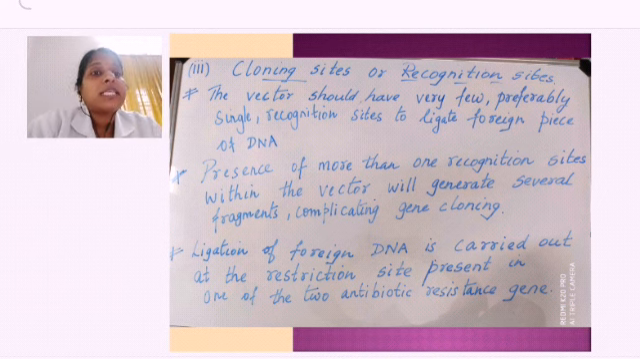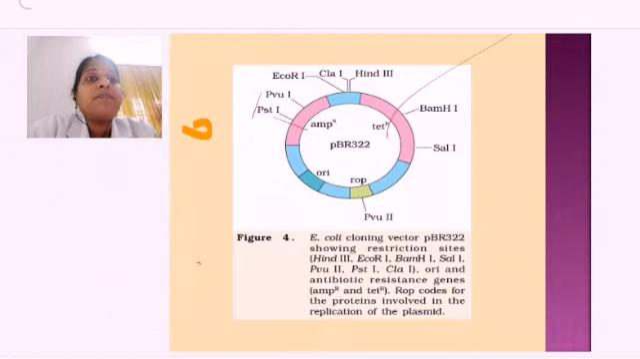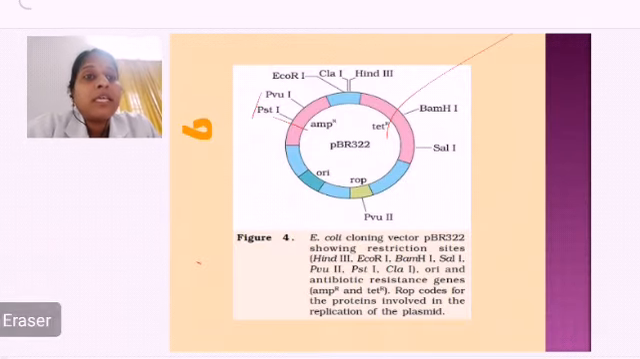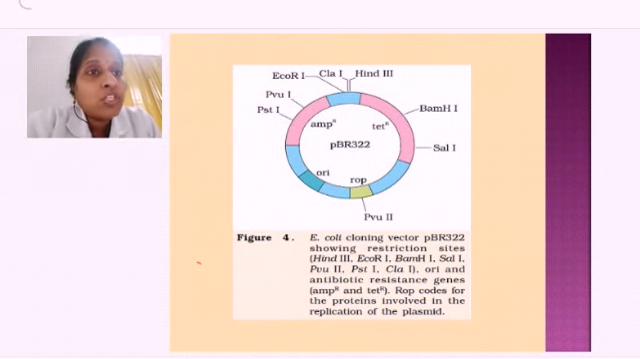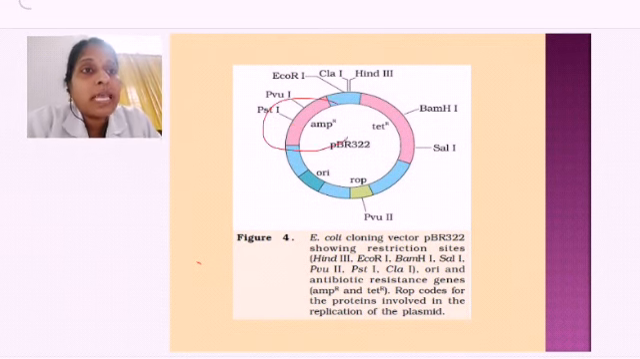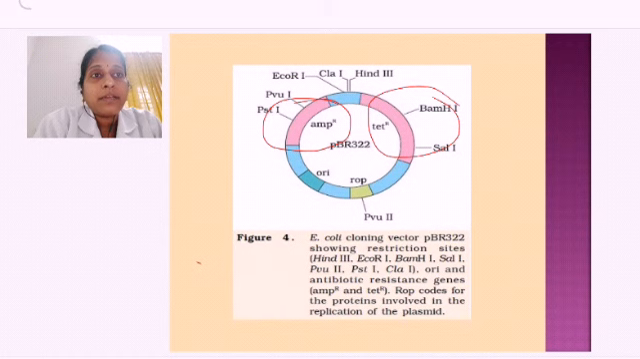Ligation of the foreign DNA is carried out at the restriction site present in one of the two antibiotic resistant genes. Now listen, it is very important. Now in this you see, usually the ligation means what? Restriction site, recognition site. What I am going to do is that this pBR322 is having two selectable markers. One is ampicillin resistant and another one is tetracycline resistant. Ampicillin is an antibiotic, tetracycline is an antibiotic.